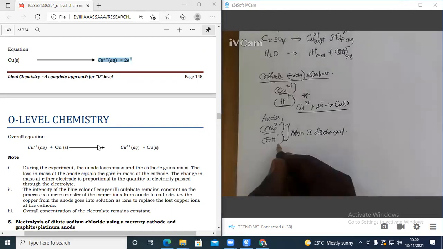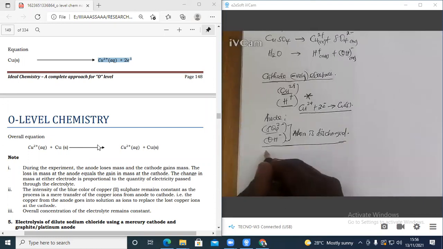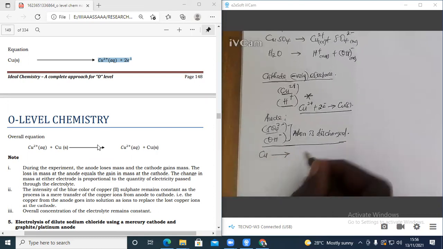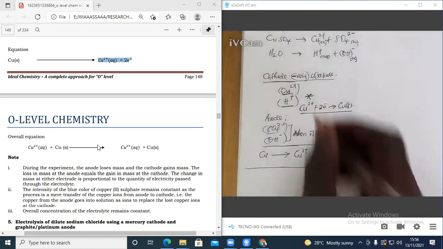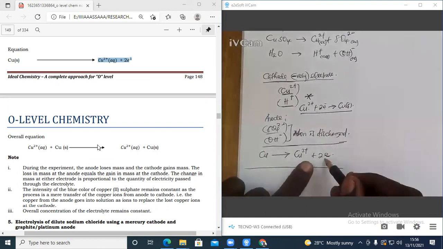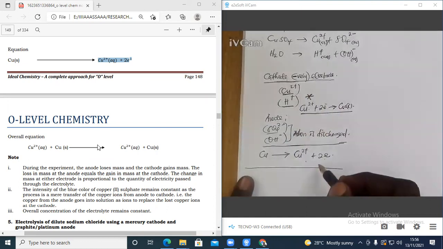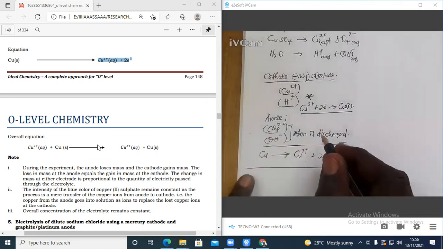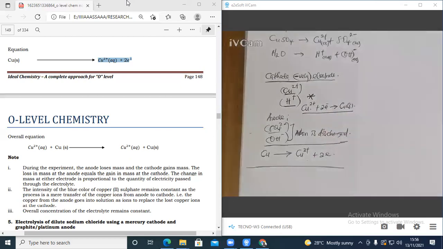So at the anode, none of this is discharged. So we expect to see copper solid going into solution to become copper two ions and the two electrons. So if you are told to write the overall equation, this and this, since this is two, these ones can cross out. If you add this term, we don't add, but you subtract the two. There is a mistake somewhere we have written.